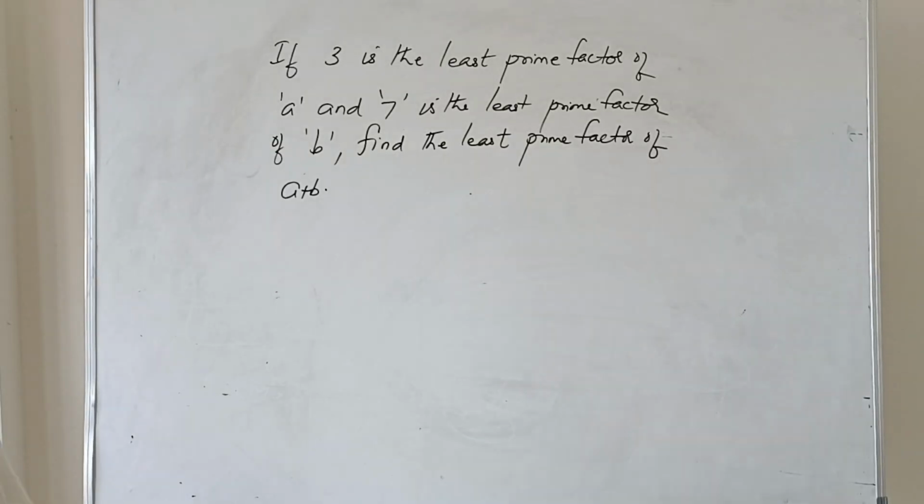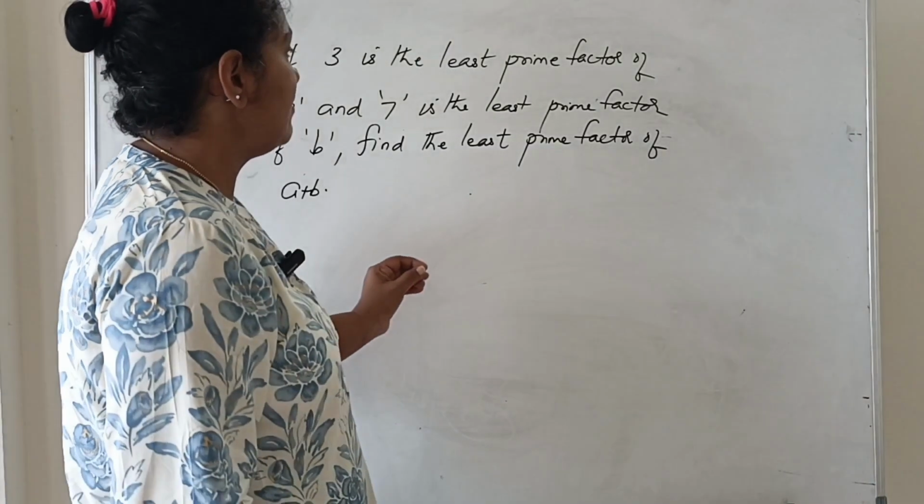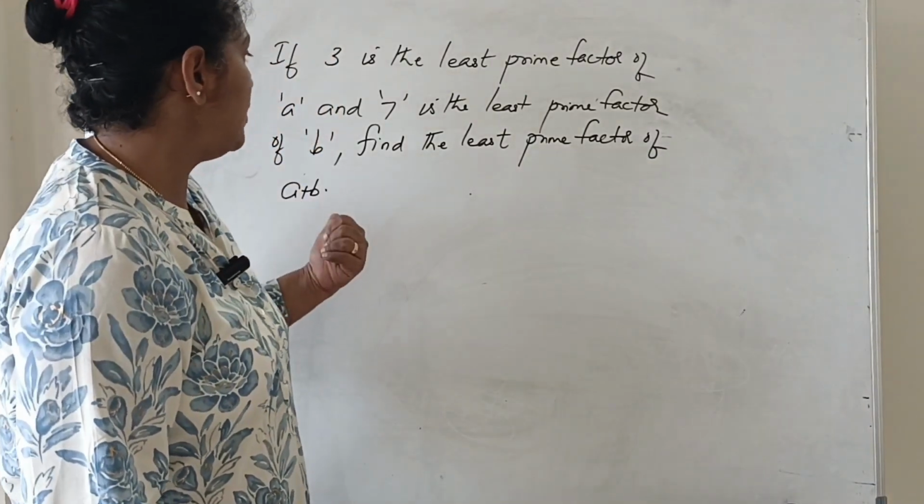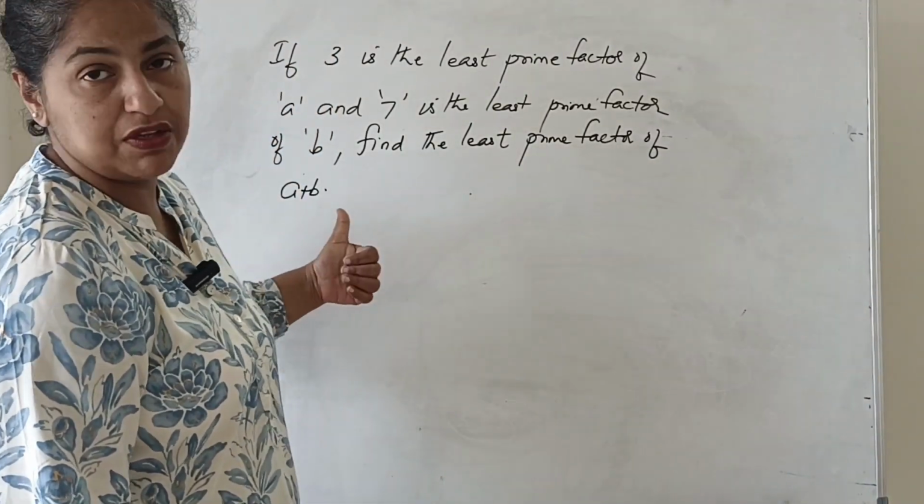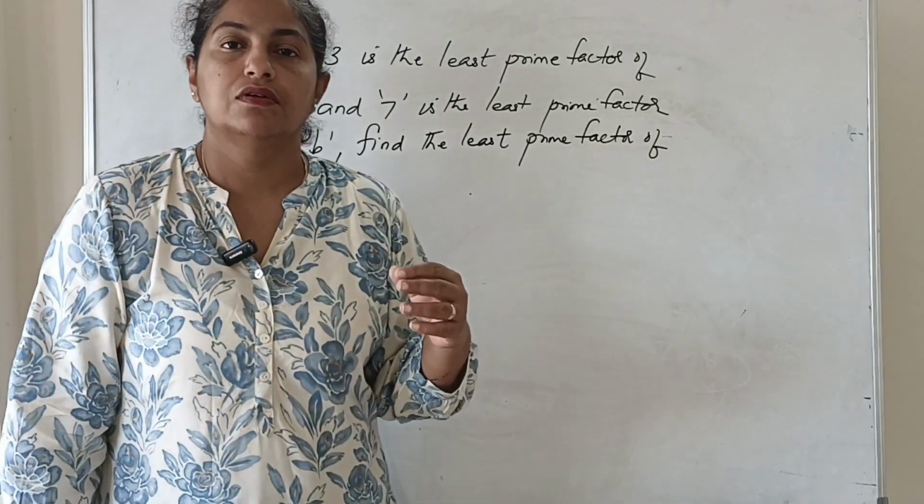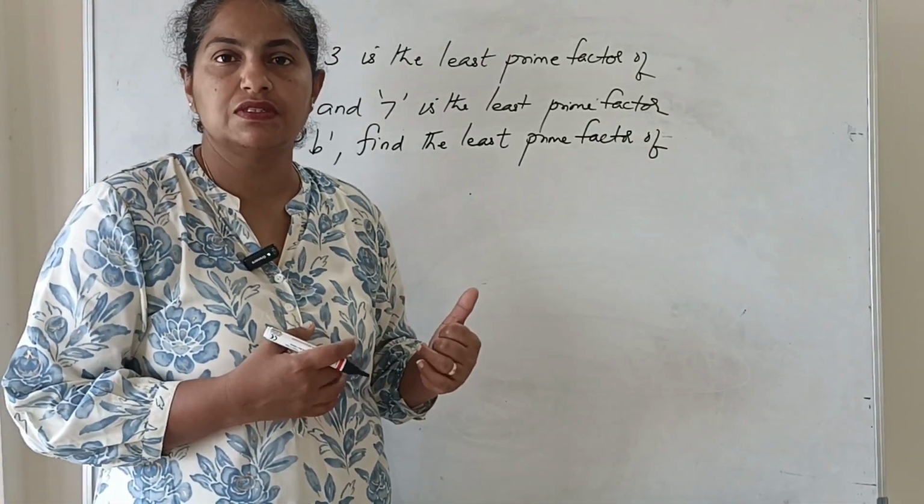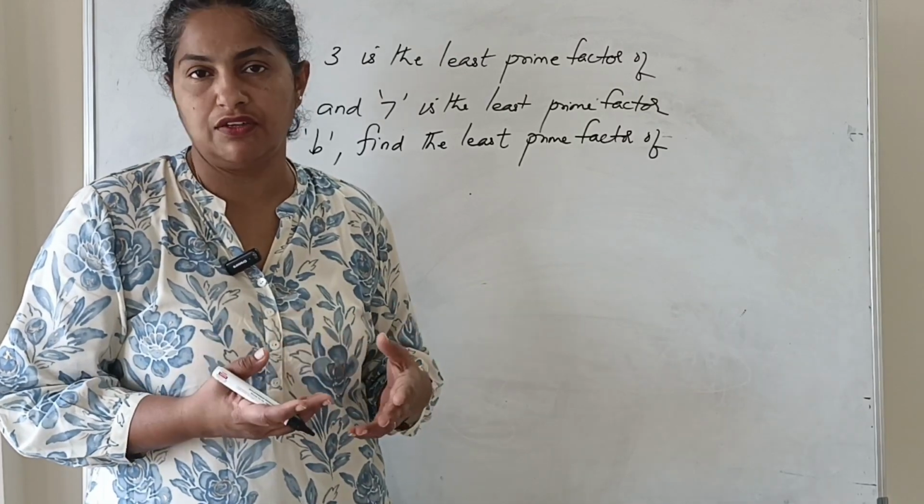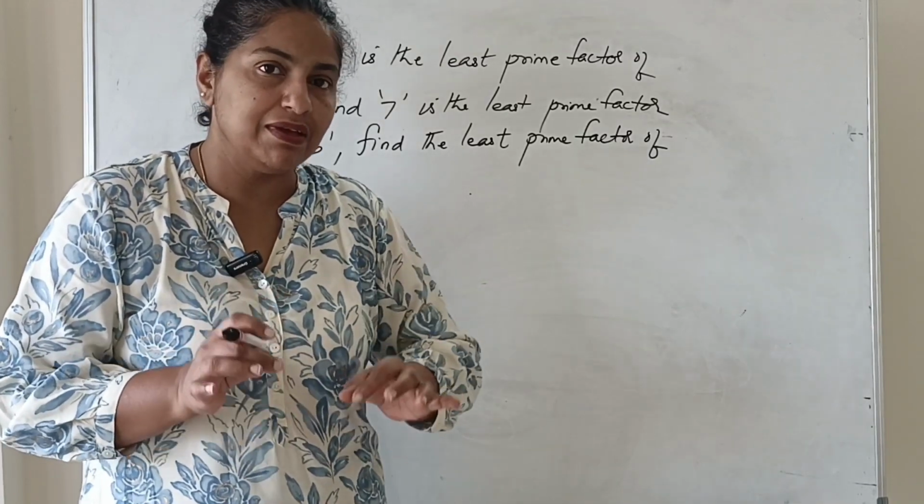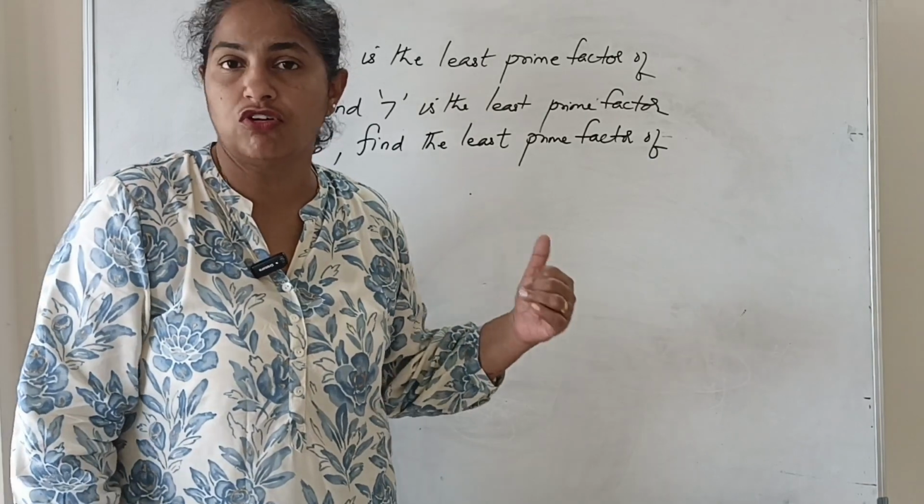If 3 is the least prime factor of A and 7 is the least prime factor of B, find the least prime factor of A plus B. Now, this is a sum that I have taken from R.D. Sharma. Like most of the sums that we did here today, we have taken from R.D. Sharma only. So now let us apply basic logic in whatever we have done in order to solve this particular sum.